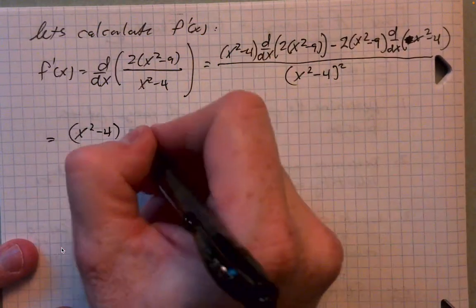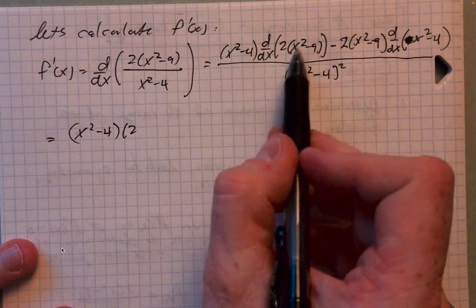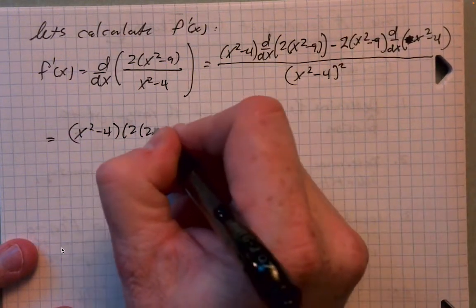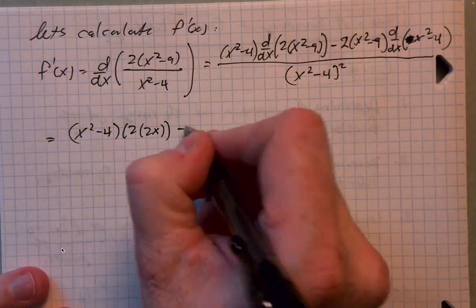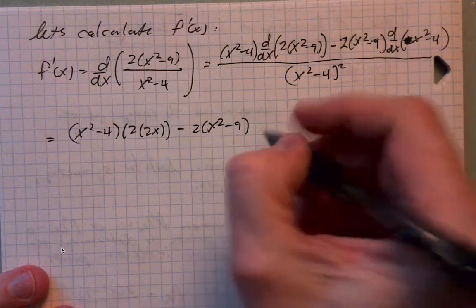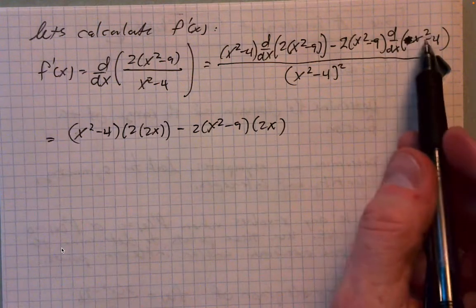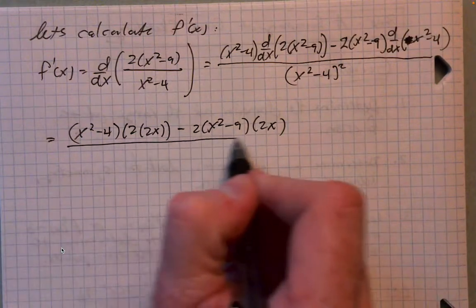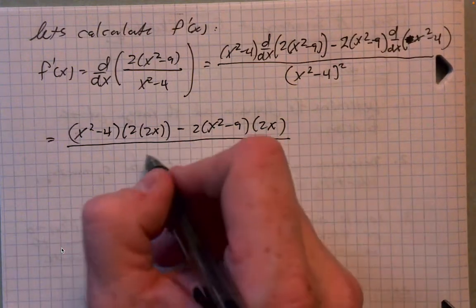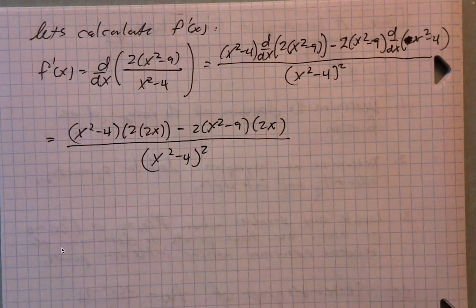And so here you're going to get, and then the derivative of that inside is 2x. So we'll have to simplify this. We'll come back through and do this, but it looks like that, and then it's 2x here. Okay, so that's this part over here. And then that denominator is still x squared minus 4 quantity squared.